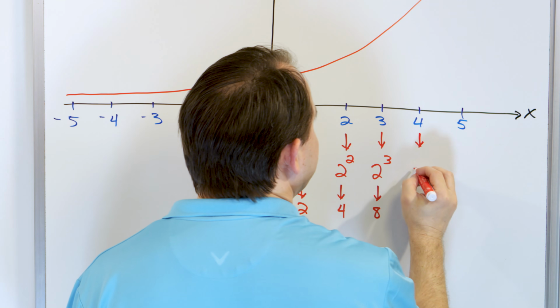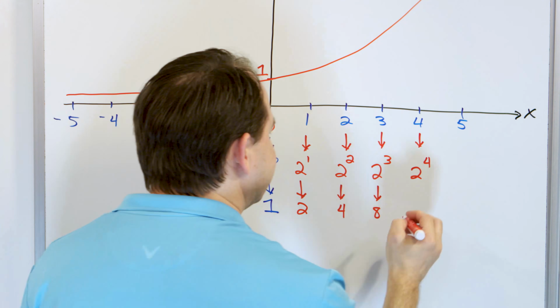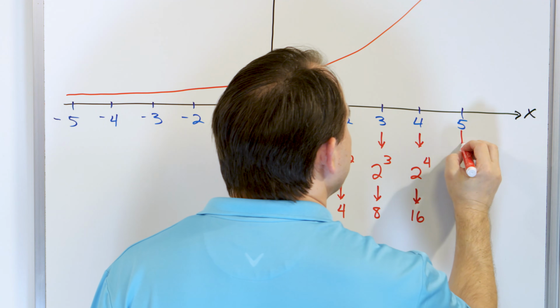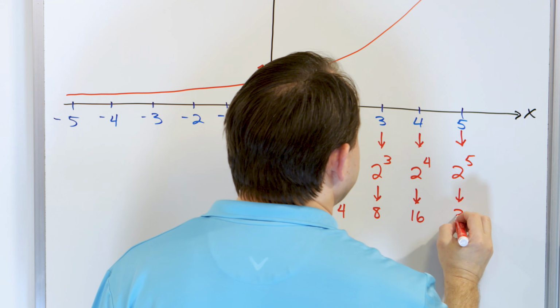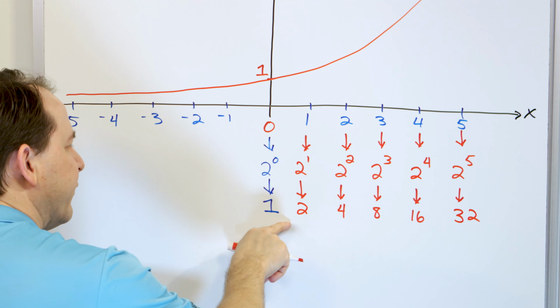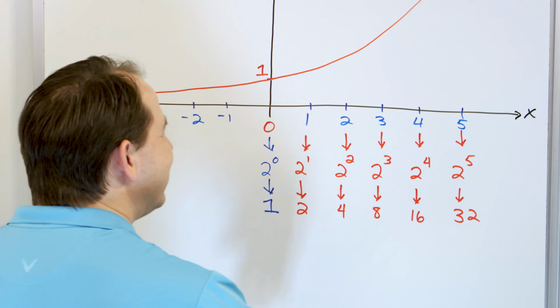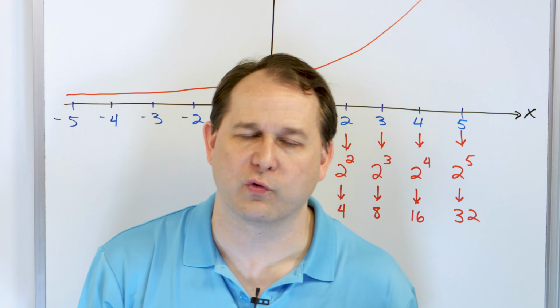When I put a value of 4 in, 2 to the power of 4, I'm going to get 16. 2 times 2 times 2 times 2, 16. And then when I put a value of 5 in, I'll get 2 to the 5, and I'm going to get 32. So you can see these numbers, 2, 4, 8, 16, 32, it's doubling every time. And that's kind of the genesis of the exponential growth part.